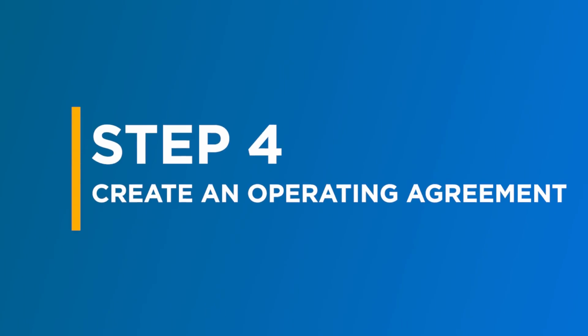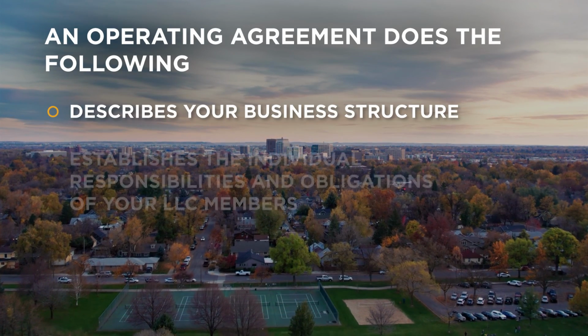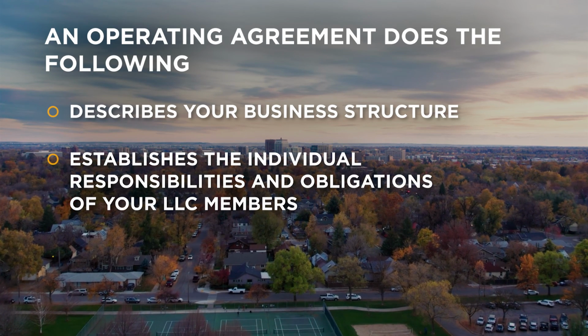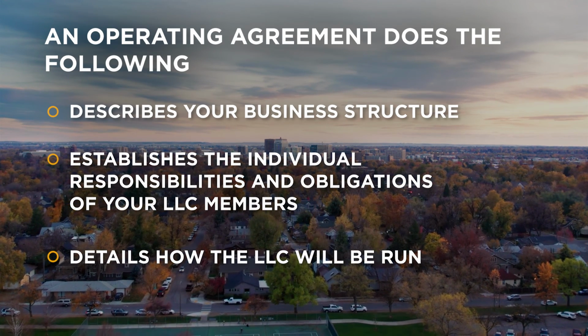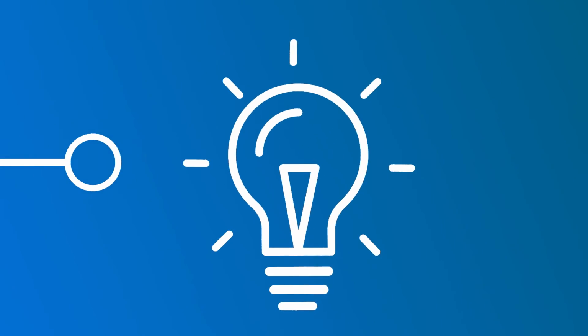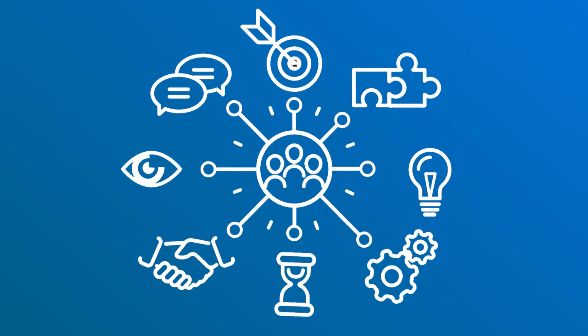Step 4. Create an operating agreement. An operating agreement does the following: describes your business structure, establishes the individual responsibilities and obligations of your LLC members, and details how the LLC will be run. Although Idaho doesn't require one, an operating agreement clarifies the specific duties of its members, which may help your LLC avoid significant legal and operational difficulties.